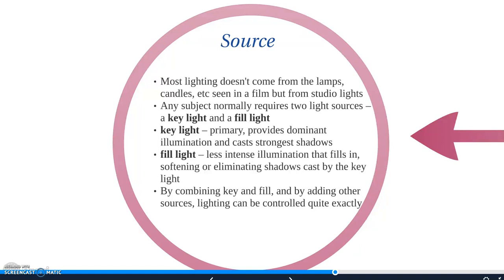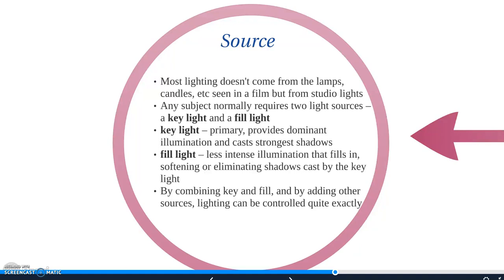Any subject within a film requires two light sources, typically speaking. You've got a key light and a fill light. And key light and fill light are essentially exactly what they sound like. A key light is key. It is central. It is primary. It is the one that provides the dominant illumination and it casts the strongest shadows. The key light is the most important and powerful light on a given subject in a film.